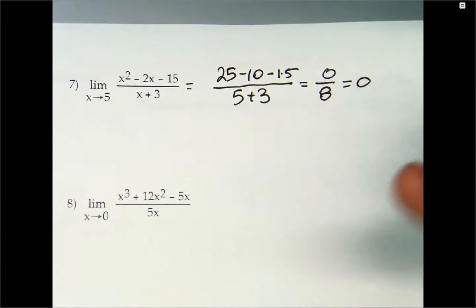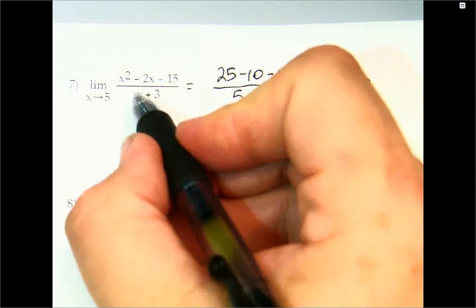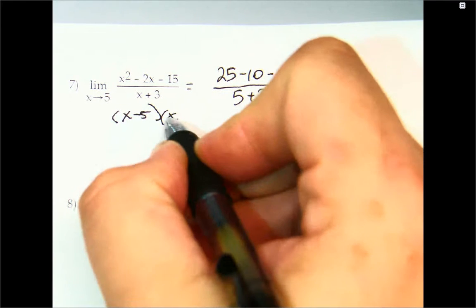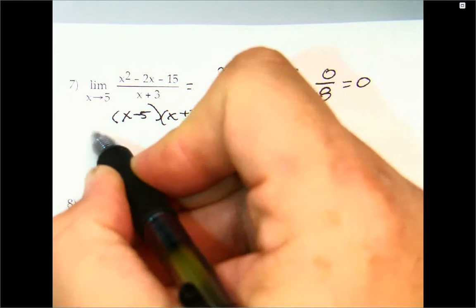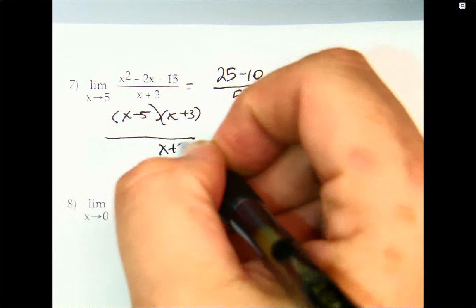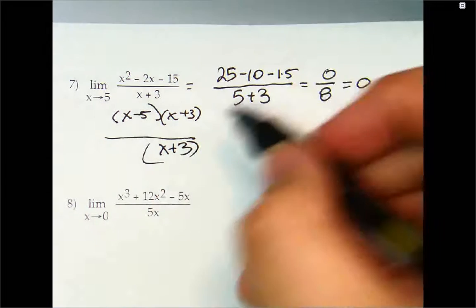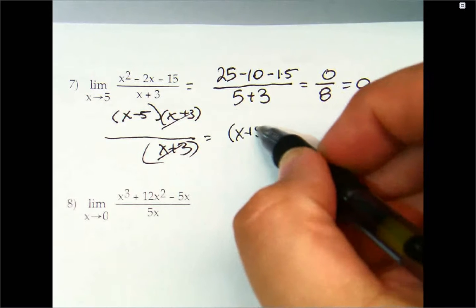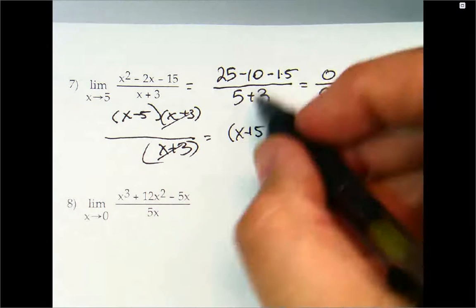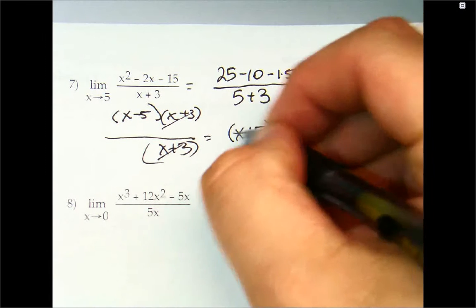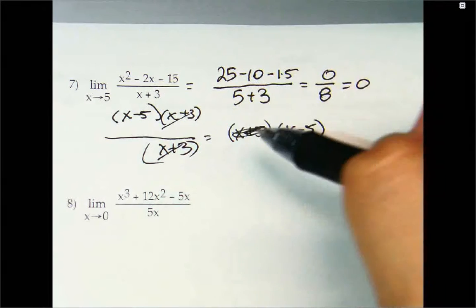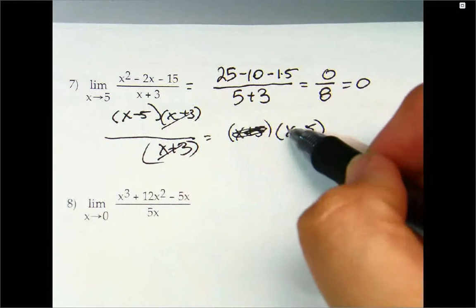If you had factored this, you'd get x minus 5, x plus 3, all over x plus 3, these two factors would divide out. You'd just be left with, excuse me, not x plus 5, sorry, x minus 5. And then direct substitution for the limit would have gotten 5 minus 5, which would get you to your 0.